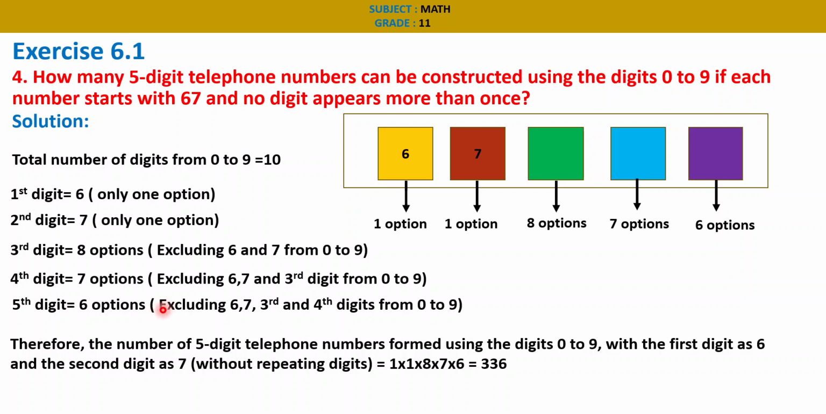Therefore, the number of 5-digit telephone numbers formed using the digits 0 to 9 with the first digit as 6 and the second digit as 7 without repeating digits is 1 times 1 times 8 times 7 times 6. Exactly, that is 336.